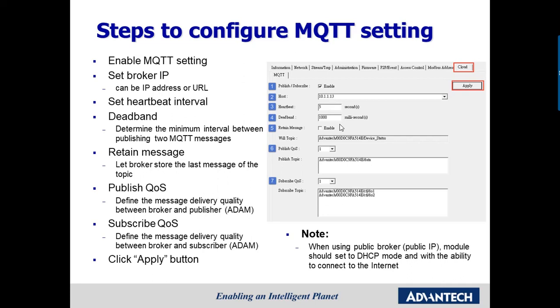The return message setting is for user to decide whether to let broker store the last message of the topic. The last 2 settings are publish QoS and subscribe QoS, and these are the settings to define the message delivery quality between the broker and publisher, or broker and subscriber. Last but not least, don't forget to click the Apply button to make those settings effective.